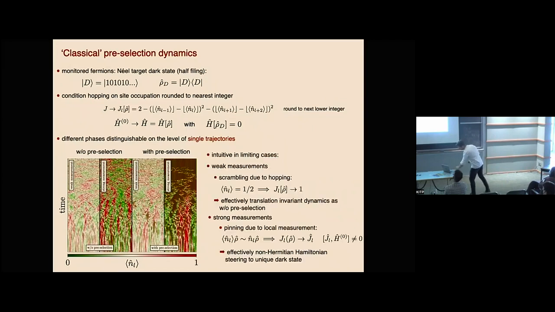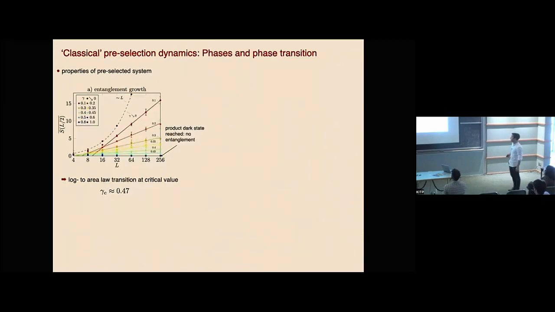the weakly measured regime. Both these limiting cases afford a simple intuitive explanation, namely at weak measurements, we get a scrambling due to the hopping of the fermions, and this expectation value is basically always close to 1/2 for half filling. So then we get an effectively translation invariant dynamics, as you can see here. Conversely, at strong measurements, we could replace the expectation value acting on the density matrix by an operator condition, which is equivalent to upgrading the hopping matrix elements to operators in a way that they don't commute with the Hamiltonian anymore. In that case, because of the non-commutativity, we get an effectively non-Hermitian Hamiltonian, which induces this directed dynamics.